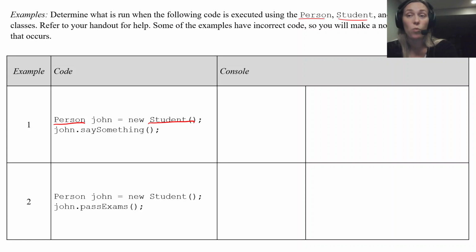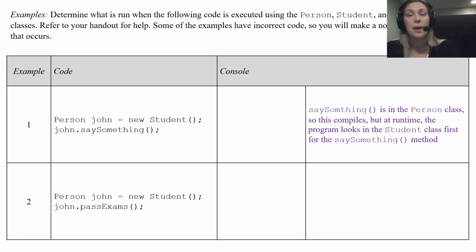Each one of those had a say something method. So say something, because it is in the person class, will compile. That method is in person, so it compiles. Perfect. And then when you go to run it, it'll actually check the student class first for the say something method. So this is the big thing with upcasting right here. Say something has to be in person in order to compile, and it is.